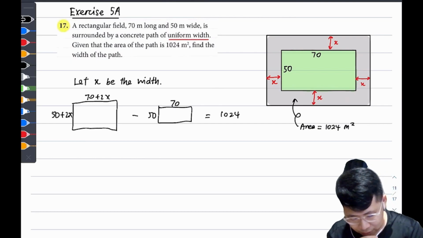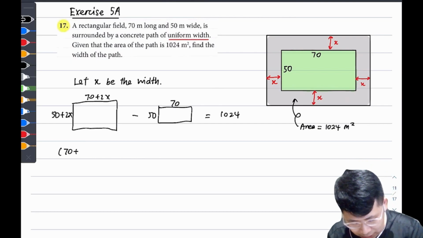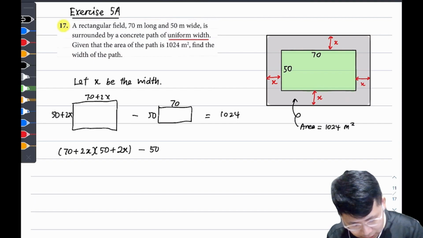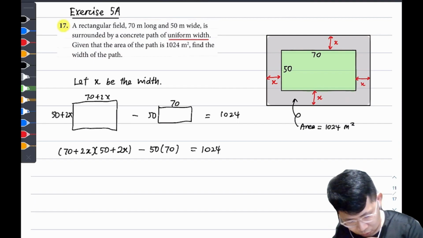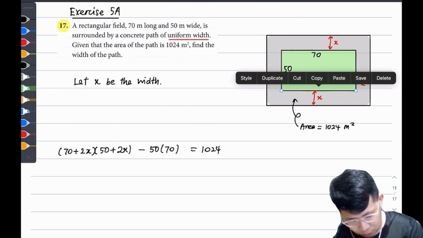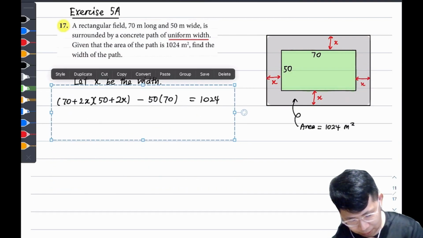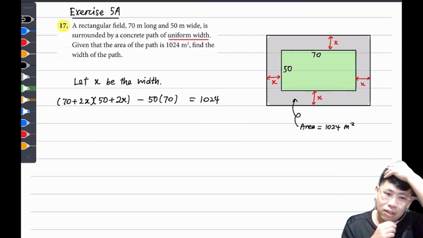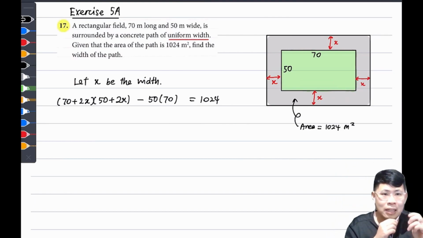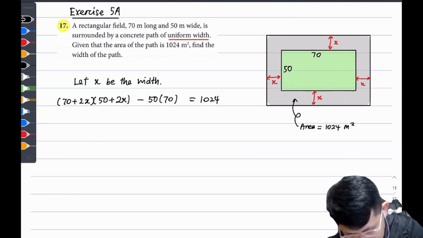So the area of a rectangle would be 70 plus 2x, 50 plus 2x, then minus 50 times 70, is equal to 1024. So this is our equation that we want to form over here. This is the area of the shaded gray part. Okay, so let us expand slowly.